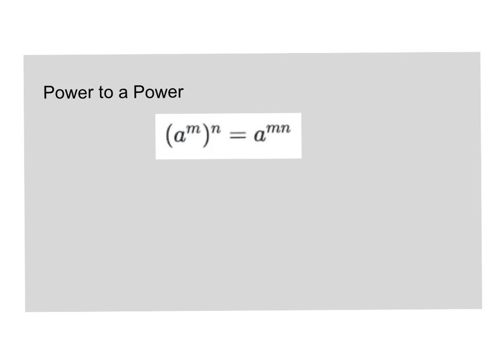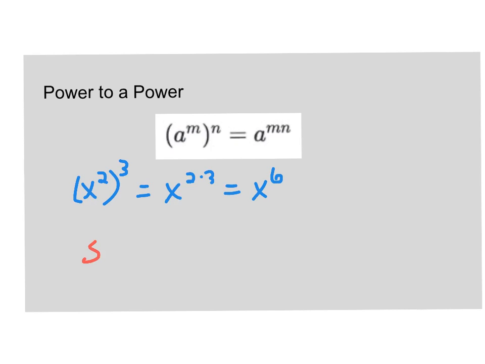So again, using x, let's say we have x squared, and then in parentheses, raised to the third power. All right, this is going to be equal to x to the 2 times 3. And 2 times 3 is 6, so that's x to the 6th power. All right, let's try another one.